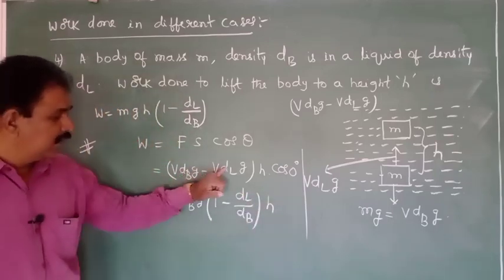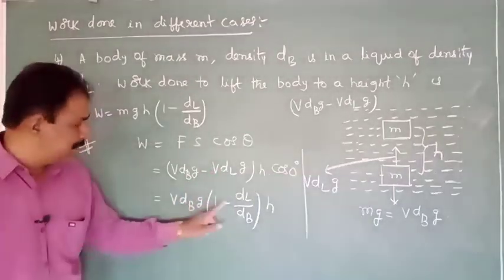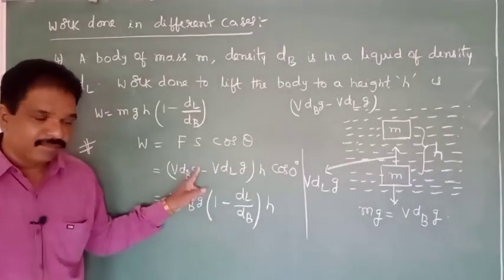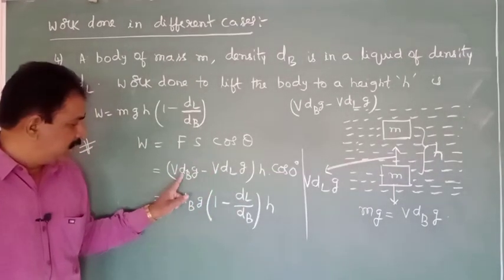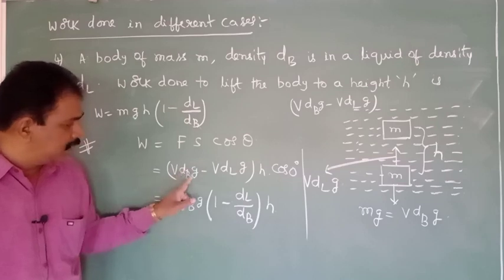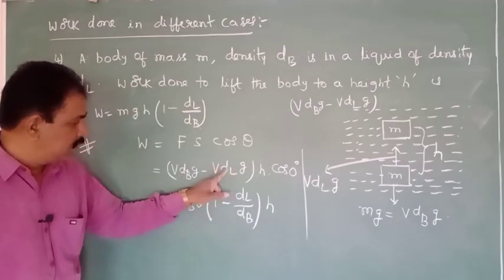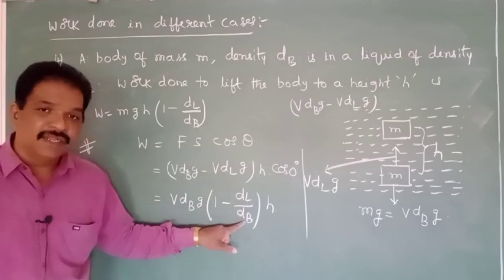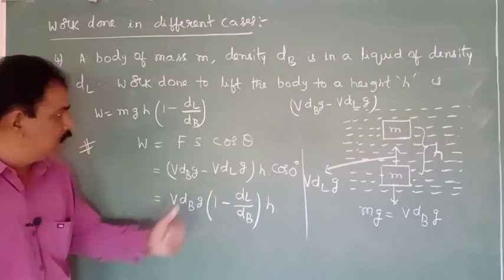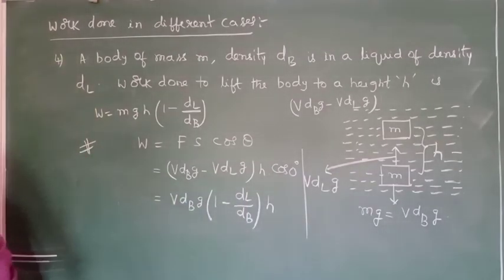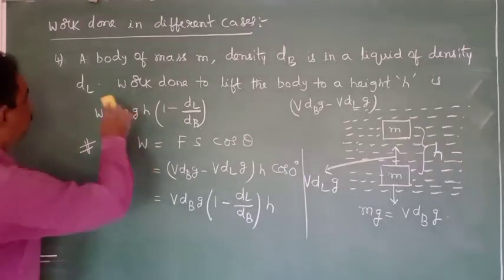Clear? Here no need to confuse. You multiply this once again, it will come here. If you take V dB g common, here 1, V g will come out, dl will be there in the denominator, dB will come, into h. Then what we will get here, see.